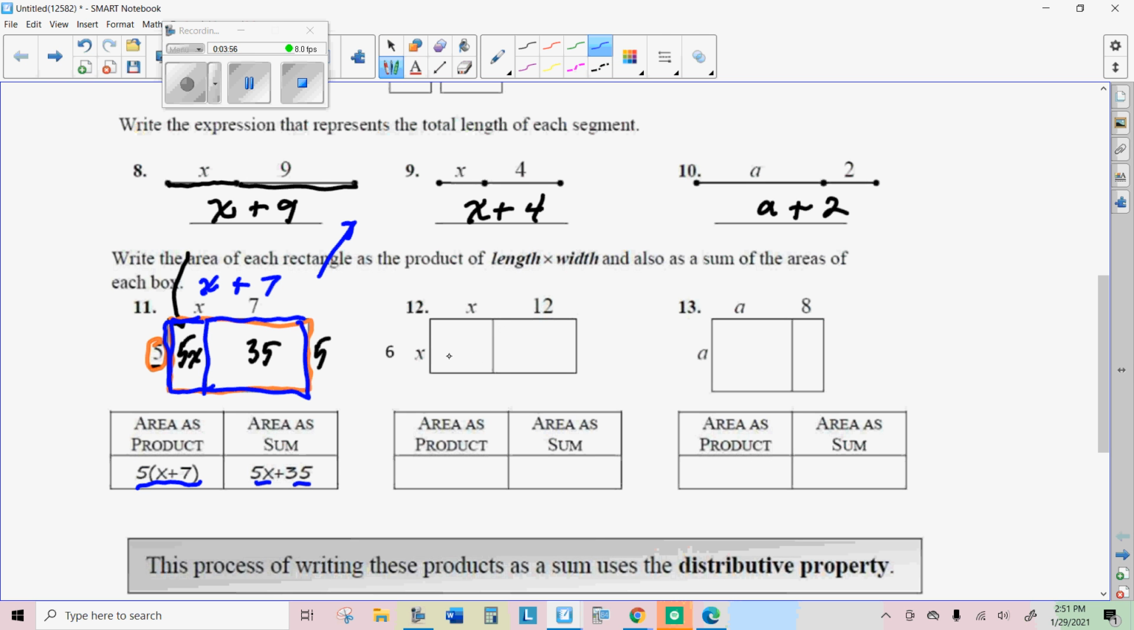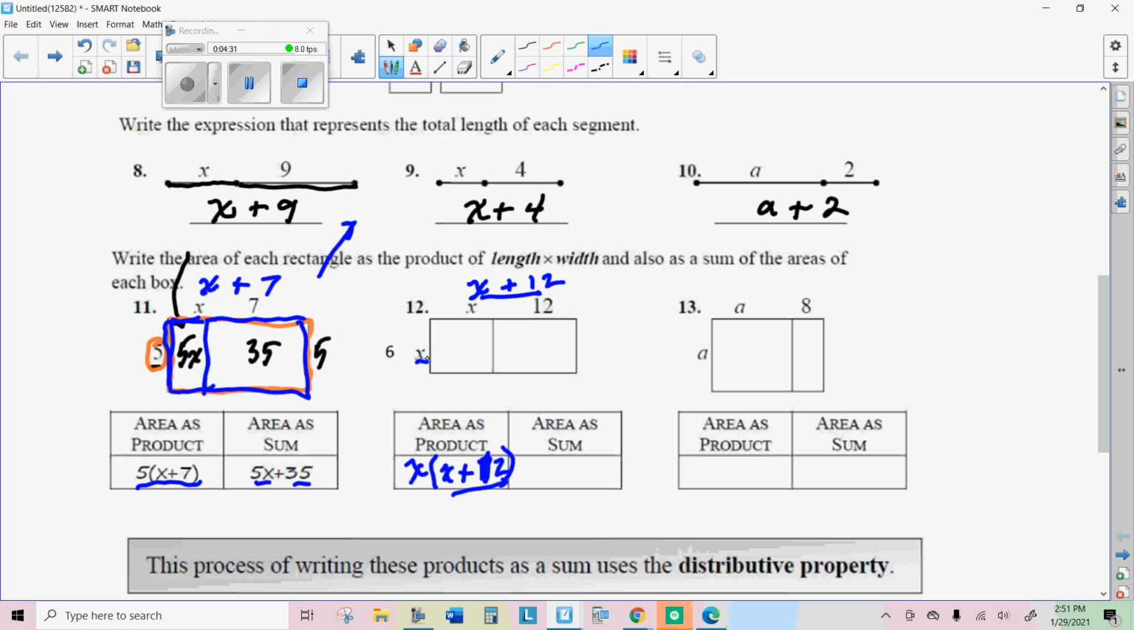Okay. So in this one, we're going to do x times, so this total length up here would be x plus 12. So using parentheses, we can say this is the length, or the width, and the x plus 12 is the total length. So the area is x times the quantity, x plus 12. That's a 1 there.